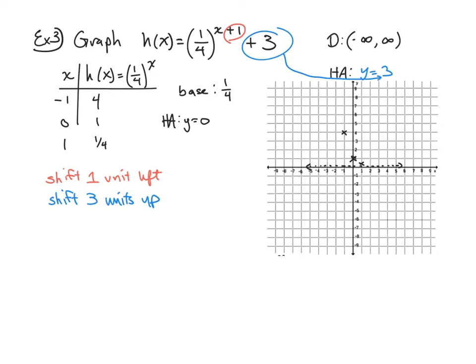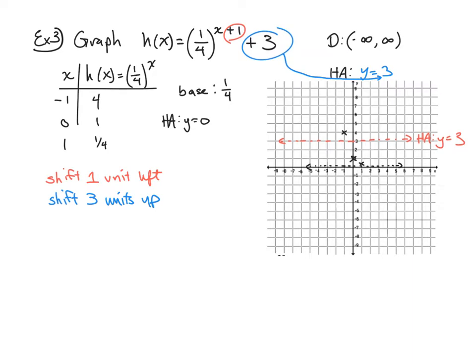Now that we know where this horizontal asymptote is supposed to be, we can place it. So we can start graphing our transformed function. So I'm going to place it and label it horizontal asymptote y equals 3. Now I can shift, and I'm going to do this with a red pen still. What do we do? 1 unit left and 3 units up. So this furthest left x, I'm going to move left 1 and up 3.